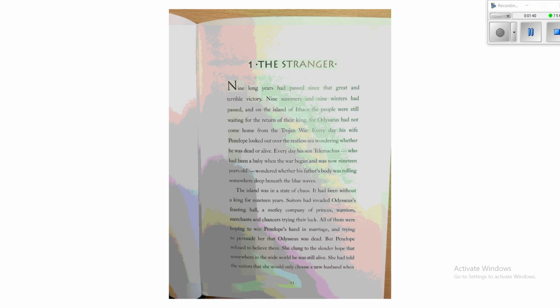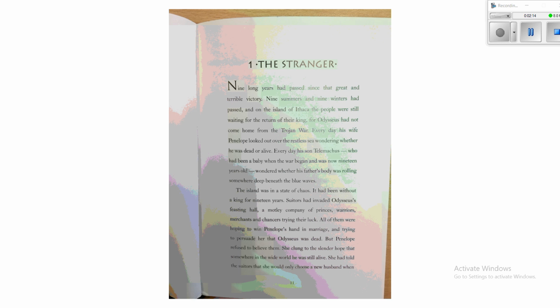Chapter 1, The Stranger. Nine long years had passed since that great and terrible victory. Nine summers and nine winters had passed, and on the island of Ithaca the people were still waiting for the return of their king, for Odysseus had not come home from the Trojan War. Every day his wife Penelope looked out over the restless sea, wondering whether he was dead or alive. Every day his son Telemachus, who had been a baby when the war began and was now 19 years old, wondered whether his father's body was rolling somewhere deep beneath the blue waves.